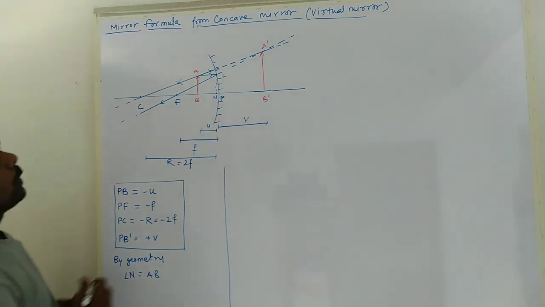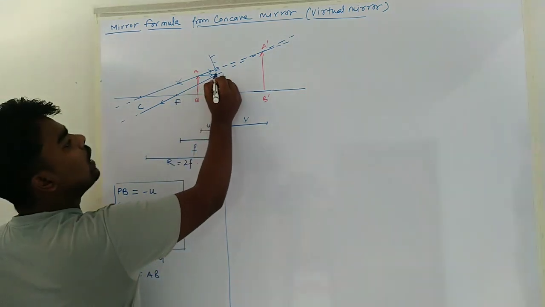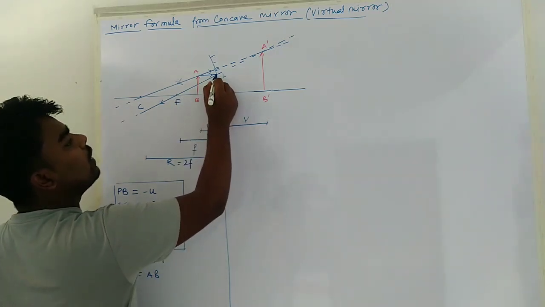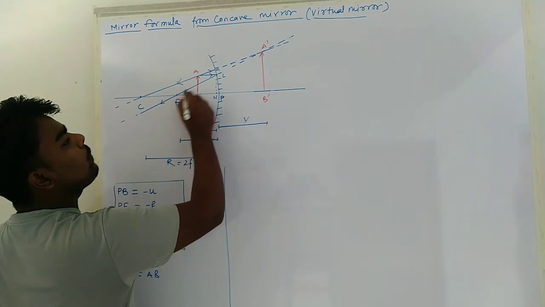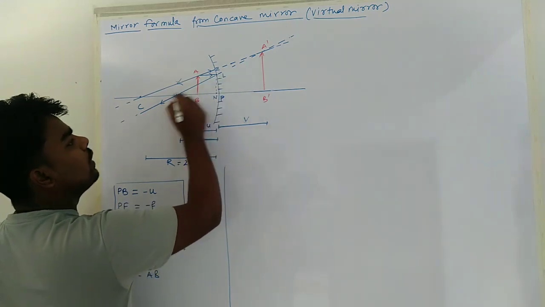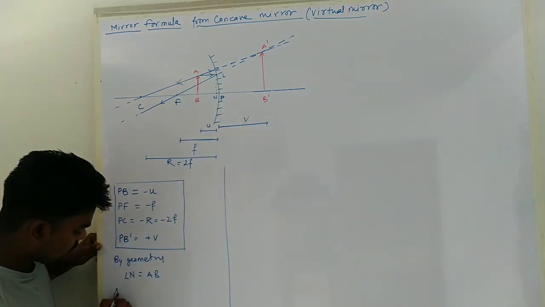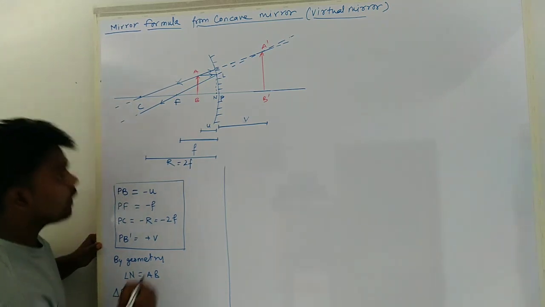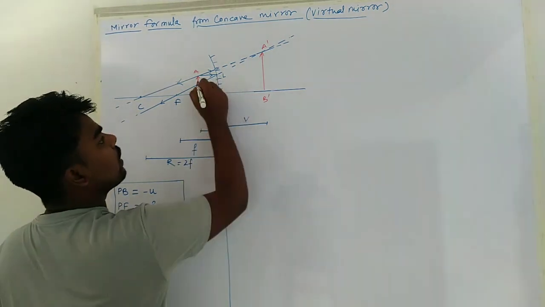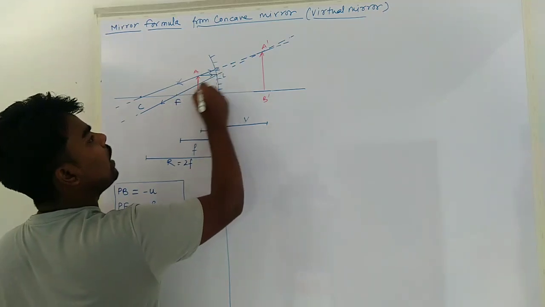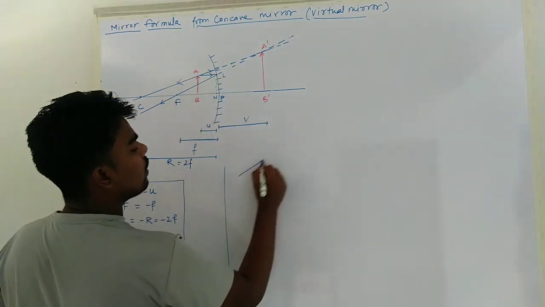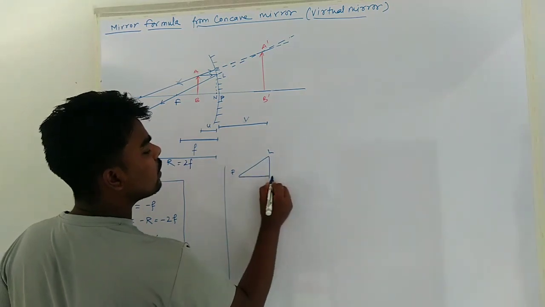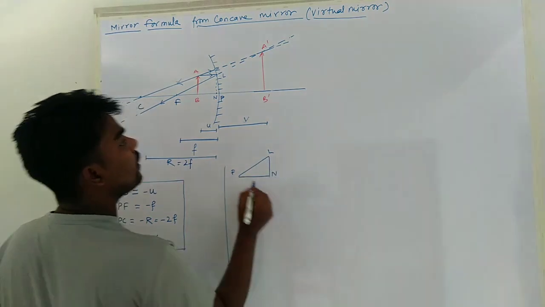First triangle, suppose we will take triangle FLN. I will draw it here. This is triangle FLN.